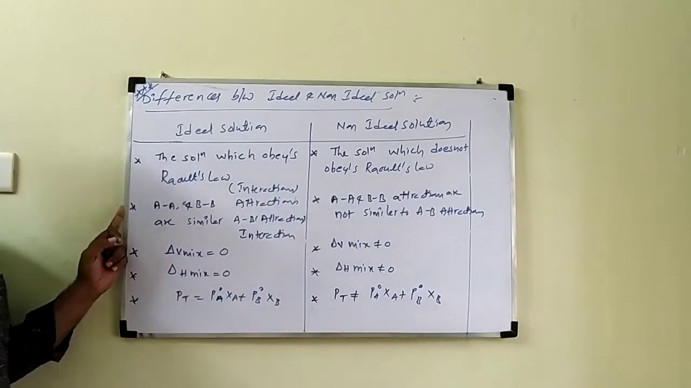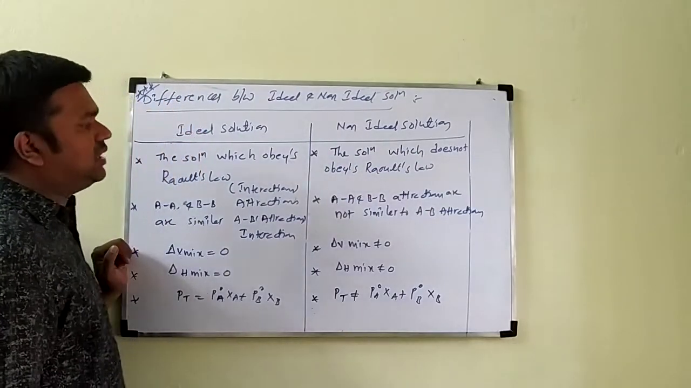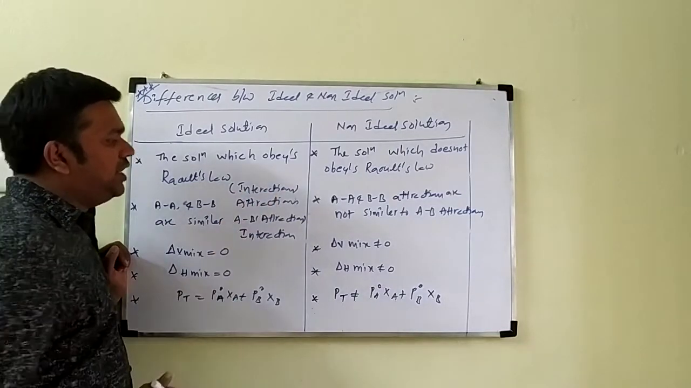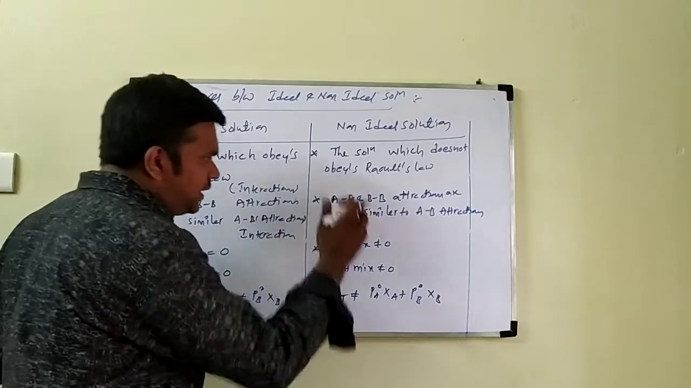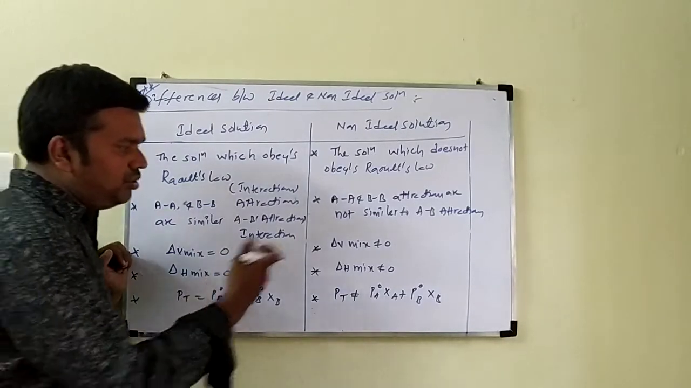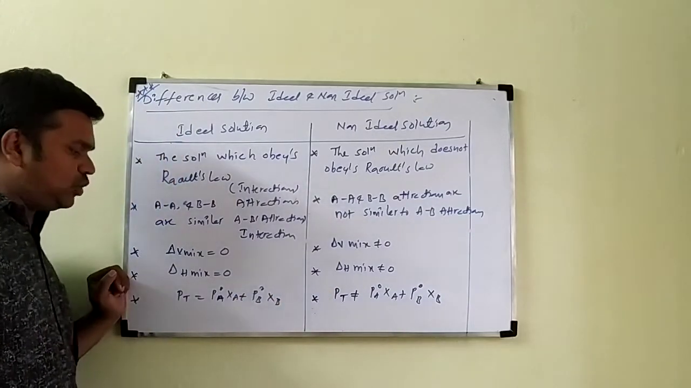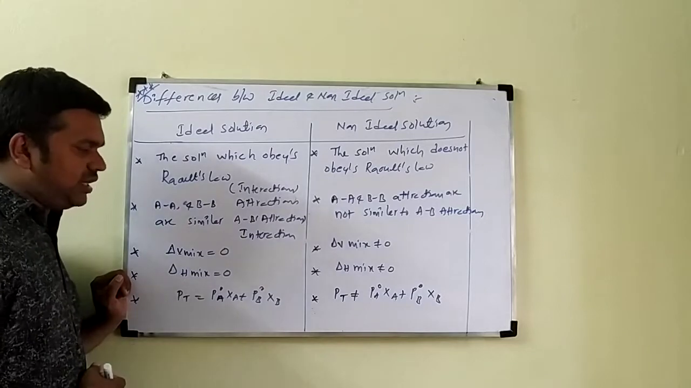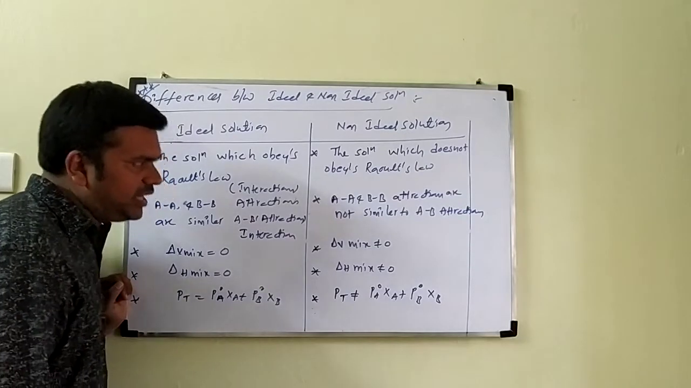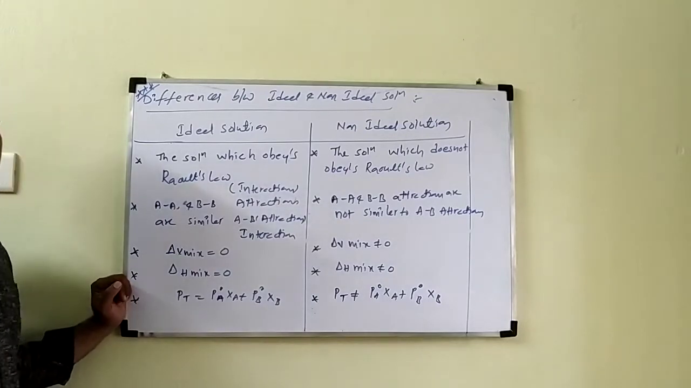Once again you can see, the solution which obeys Raoult's law is called ideal solution. The solution which does not obey Raoult's law is called non-ideal solution. AA and BB interactions or attractions are similar to AB attractions. Here AA and BB attractions are not similar to AB attractions. Delta V mixing is equal to 0; delta V mixing not equal to 0. Delta H mixing is equal to 0; delta H mixing not equal to 0. P total is equal to PA naught XA plus PB naught XB; here P total is not equal to PA naught XA plus PB naught XB. So this is a very important difference between ideal and non-ideal solution.